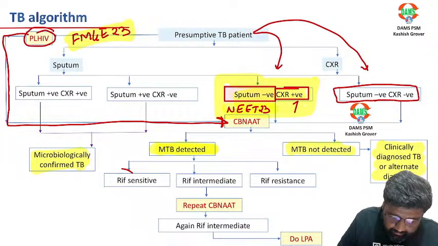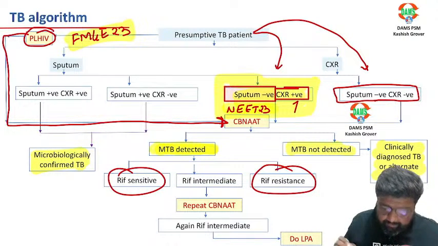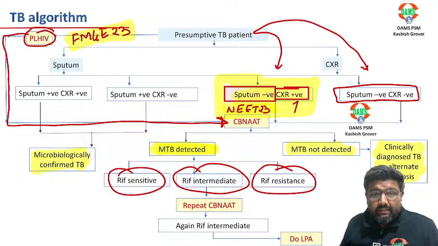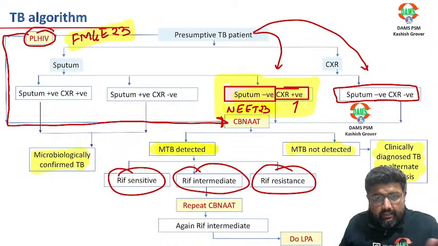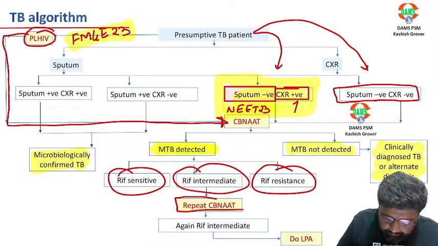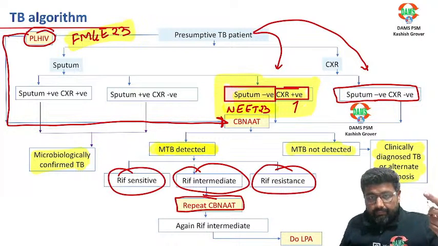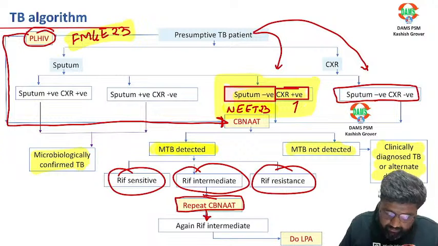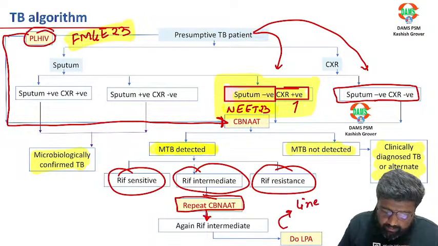Now second point: if TB is detected, now what to do? Check whether it is rifampicin sensitive, rifampicin resistant, or rifampicin intermediate, which means we are not able to make out whether it is rifampicin sensitive or resistant. Then you repeat CB-NAT. Again, after repeating, if it is again intermediate, then you do line probe assay.